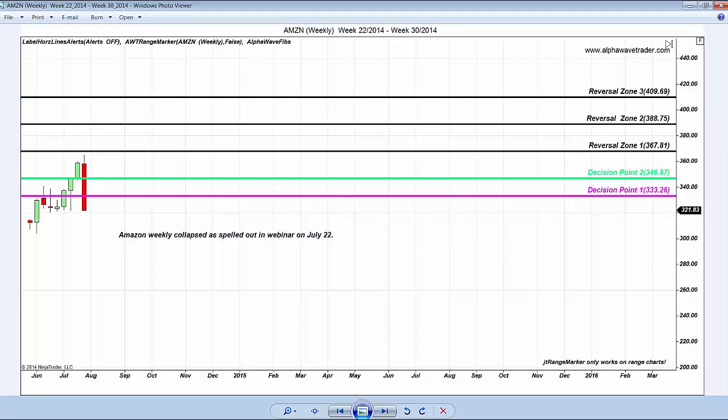Do you remember this on Amazon? Amazon came out with spectacular news when it was at 367. Why in the world did it collapse? Do you remember? Fibonacci said so. Reversal zone is reached. Do not enter into.